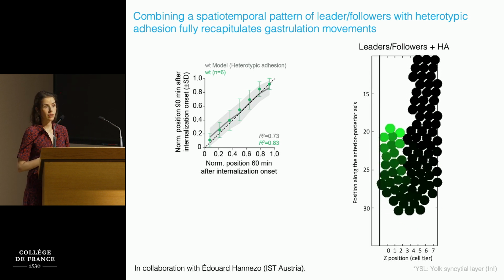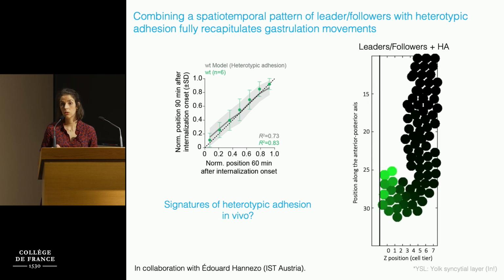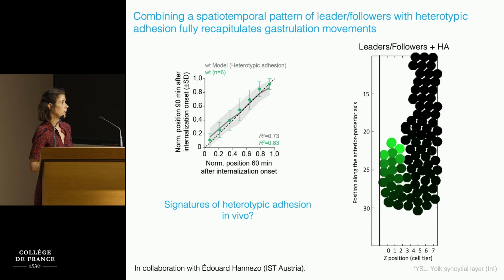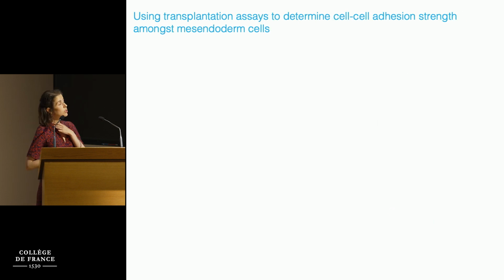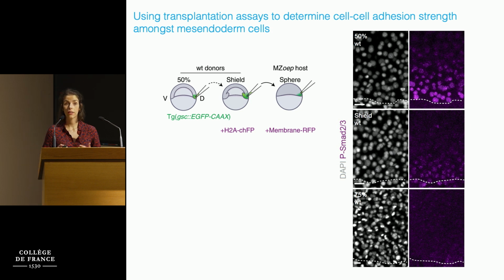So, of course, this is theoretical. Is there any evidence that there is heterotypic adhesion and that nodal plays any role in specifying this? So what we decided to do was to go back to transplantation assays. Why? Because those transplantation assays are very useful to assess the ability of the leaders to pull on the followers. What I did initially is that I took these stages here, 50% and shield, where nodal levels are still rather similar.